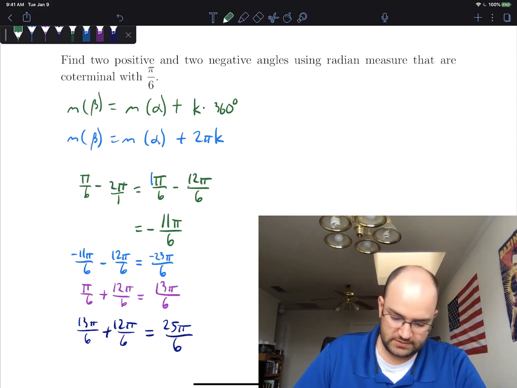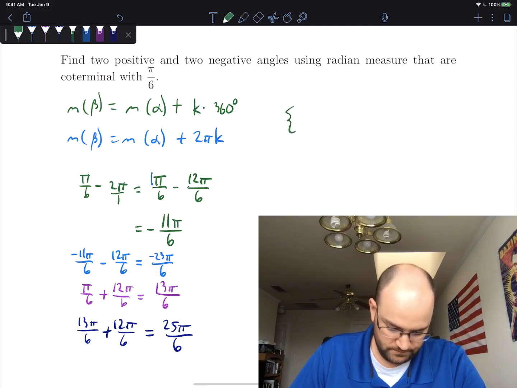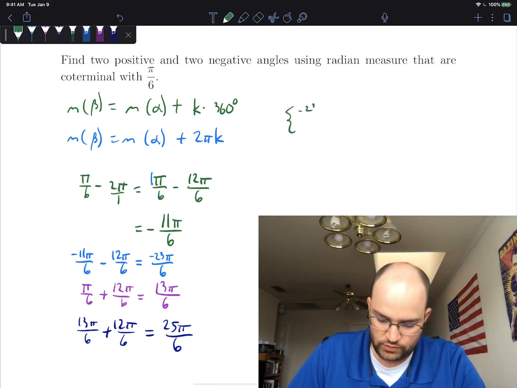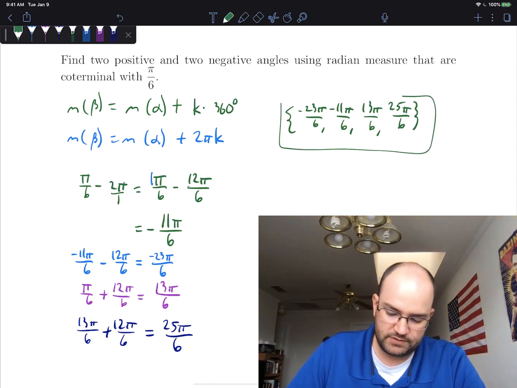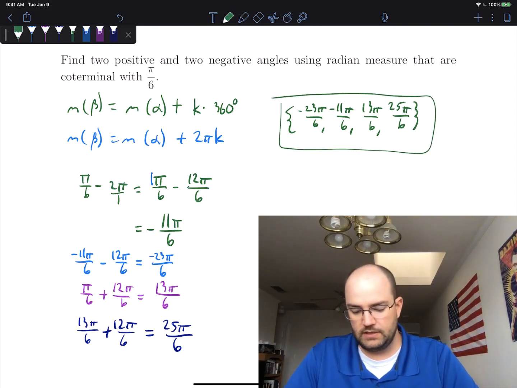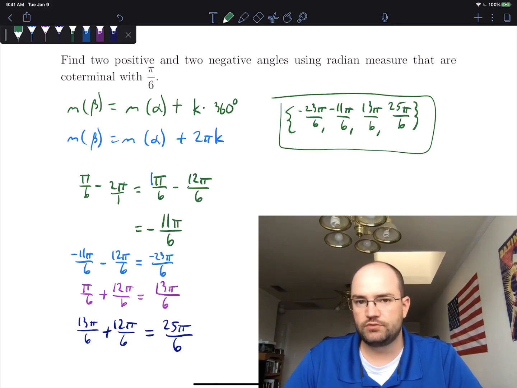Those are the solutions. So I'm going to go ahead and put this in set notation here: negative 23 pi over 6, negative 11 pi over 6, 13 pi over 6, and 25 pi over 6. Now notice that I put these in numerical order. When we're working with radians, it really does make it easier if you just put it in numerical order, so please do so.